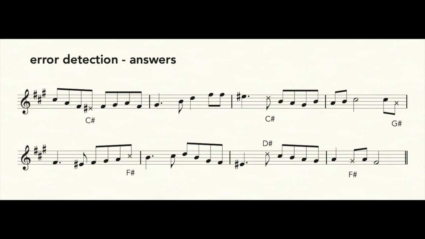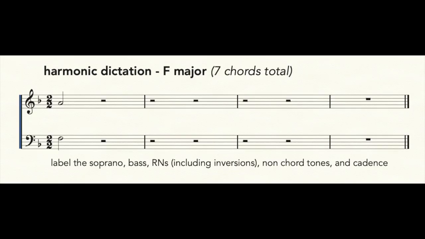All right, let's go on to a harmonic dictation. We will be in the key of F major. It's 4 bars long with 7 chords total. Go ahead and pause this and copy it out. Make sure you get soprano line, bass line, Roman numerals with the inversion symbols, any non-chord tones in the soprano, and we haven't been doing this as much, but make sure you label the cadence at the end. That will be on the exam as well.